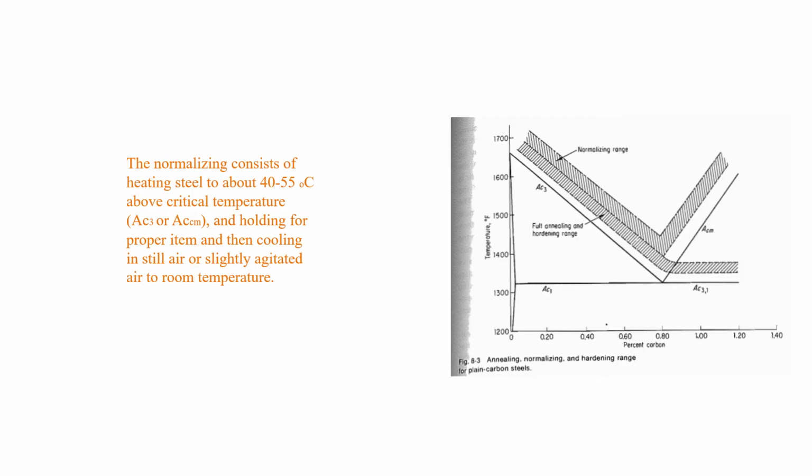This is the ACM line for the normalizing. Normalizing consists of heating steel to about 40 to 45 degrees centigrade above the critical temperature. Suppose this is the critical temperature line, then add 40 to 45 degrees centigrade, so it will give you the limit for normalizing. Then hold for the proper time and cool in still air or slightly agitated air to room temperature.